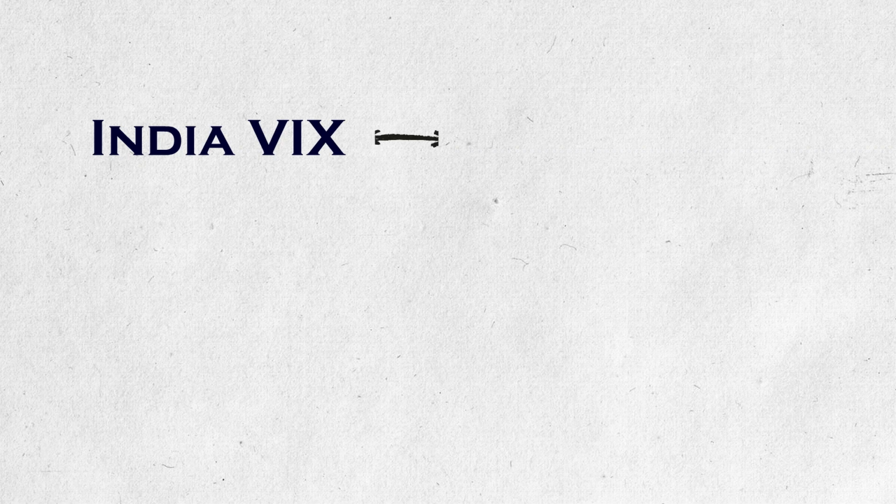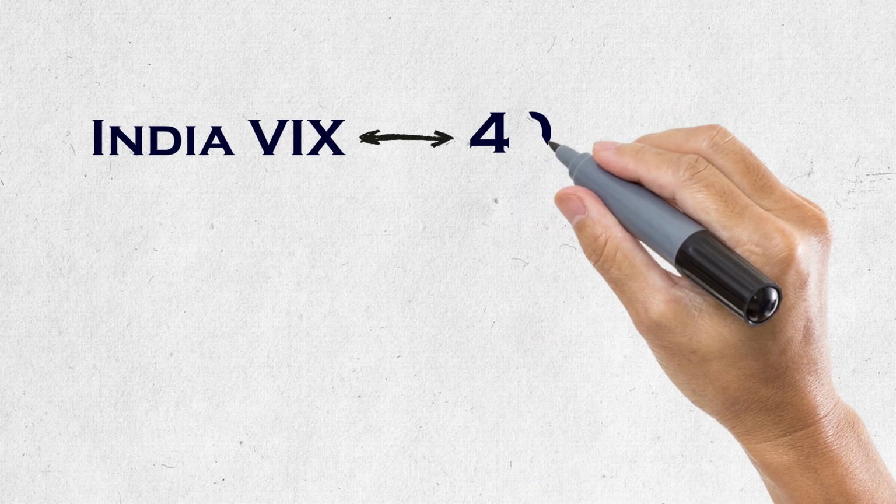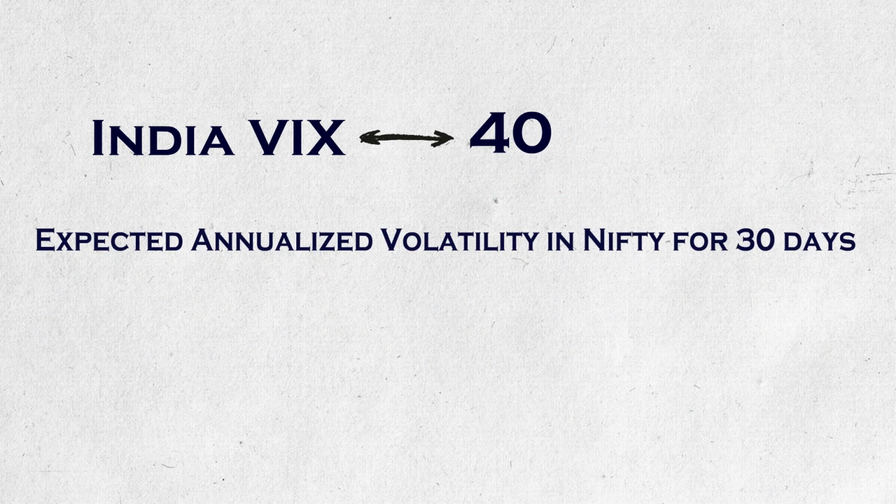That is, let us say that the VIX present value is 40. What does this mean? It is the expected annualized volatility in Nifty for 30 days. Please understand it clearly. Annualized volatility of 40 means Nifty in 1 year may rise 40% or fall 40%. One more thing to keep in mind is this volatility validity is only for 30 days.